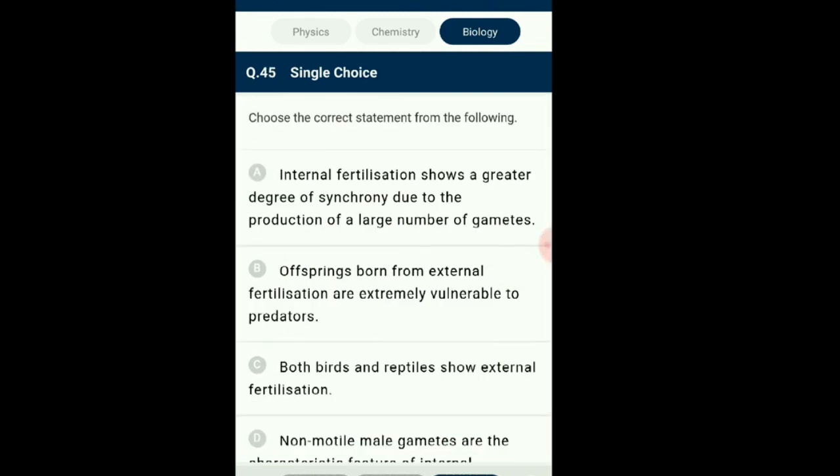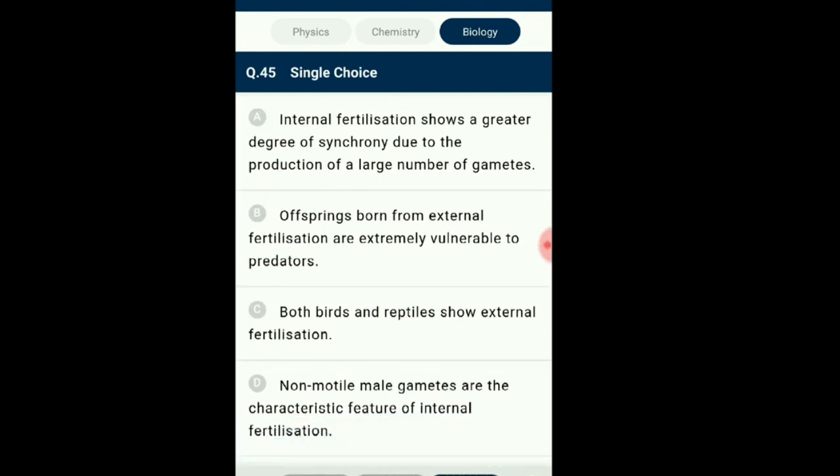Question number 45. Choose the correct statement from the following. Organisms exhibiting external fertilization show great synchrony between the sexes and release a large number of gametes into the surrounding medium, for example water, in order to enhance the chances of syngamy. This happens in bony fishes and frogs, where a large number of offsprings are produced. A major disadvantage is that the offsprings are extremely vulnerable to predators, threatening their survival up to adulthood.